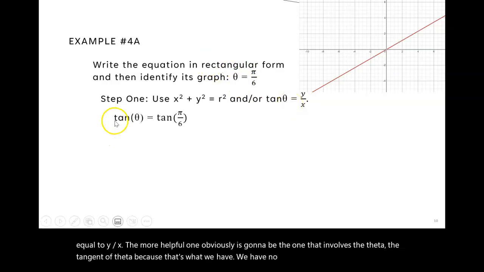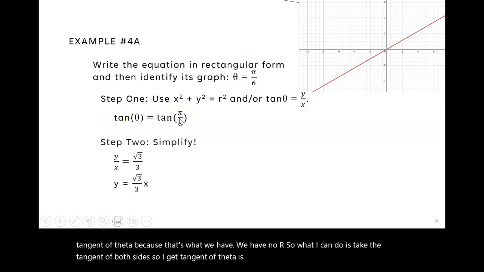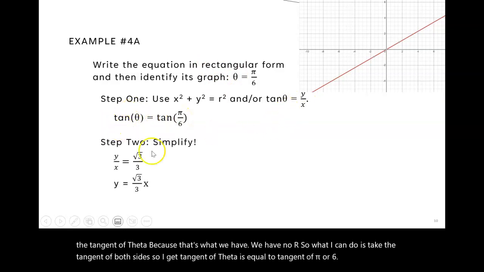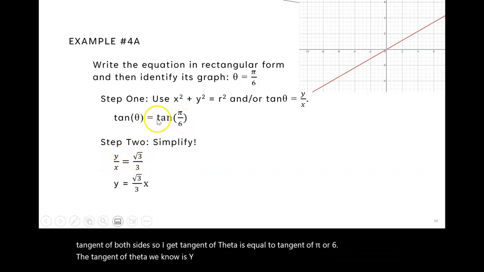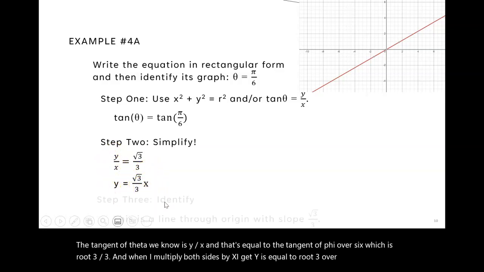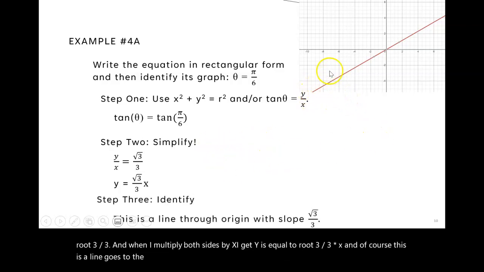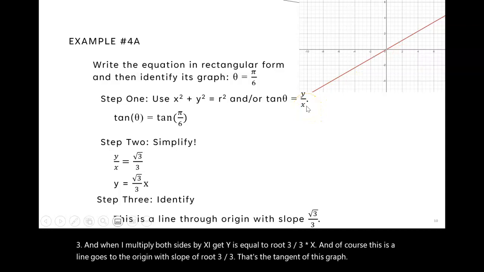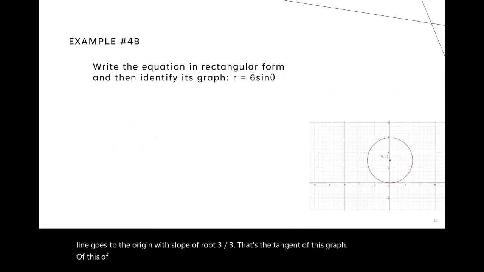So what I can do is take the tangent of both sides. So I get tangent of theta is equal to tangent of pi over 6. So tangent of theta we know is y over x, and that's equal to the tangent of pi over 6, which is root 3 over 3. And when I multiply both sides by x, I get y is equal to root 3 over 3 times x. And of course, this is a line that goes through the origin with slope of root 3 over 3. That's the tangent of this angle, I should say.